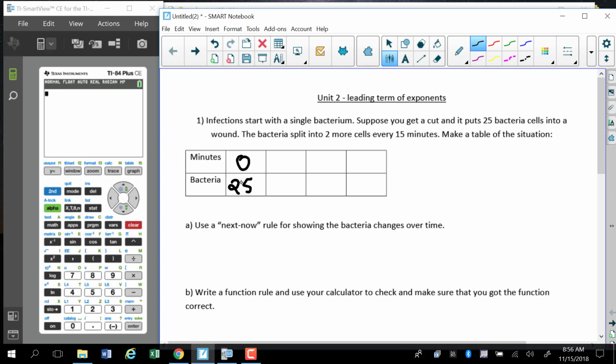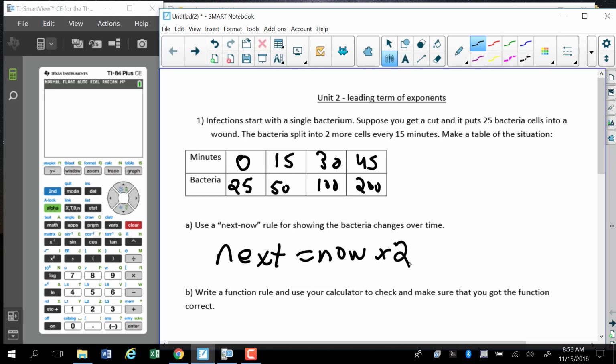It splits every 15 minutes. So every 15 minutes, it splits into 2 more cells. So it doubles. So this goes to 50, and then those 50 double to 100, and then it doubles to 200. So the next now rule for this, because we're doubling, times 2, times 2, times 2, our next now rule is still going to be next equals now times 2.